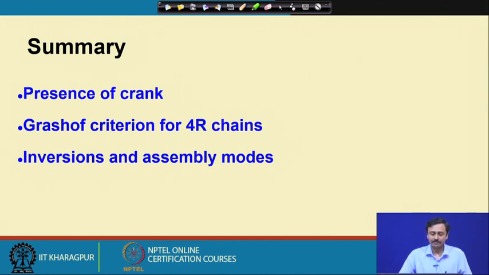So, as I have shown you, we can have different possibilities of input output motion. You can have crank rocker, you can have double crank, you can have double rocker in a Grashof chain, but in a Grashofian chain the rocker can never cross the line of frame. So, you have distinct assembly modes. We have defined what assembly modes are, and we have also looked at the non-Grashof chains, which are all double rockers which have a single assembly mode. So, with that I close this lecture.